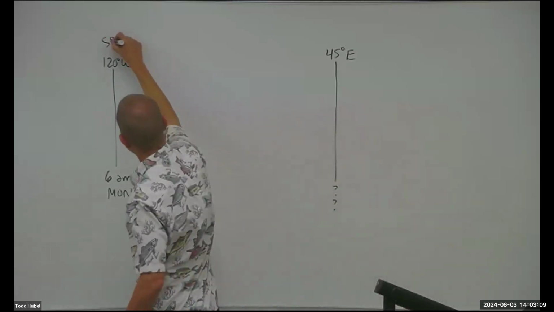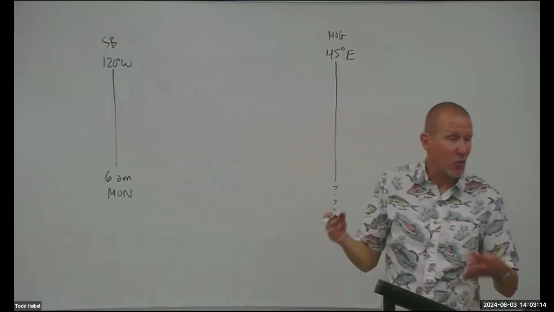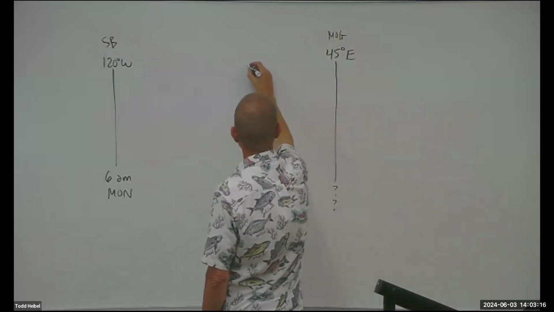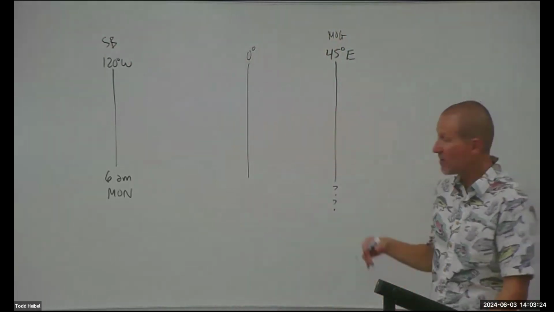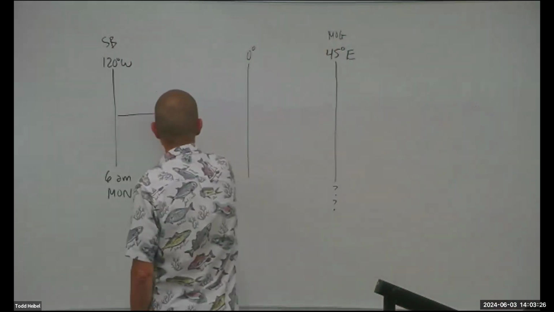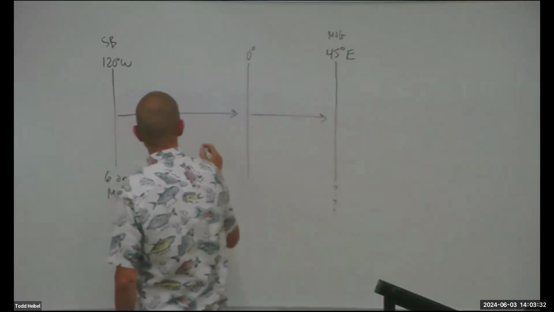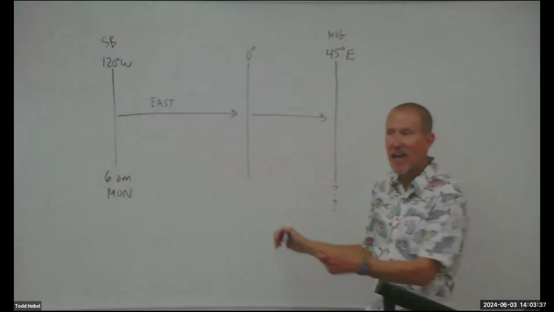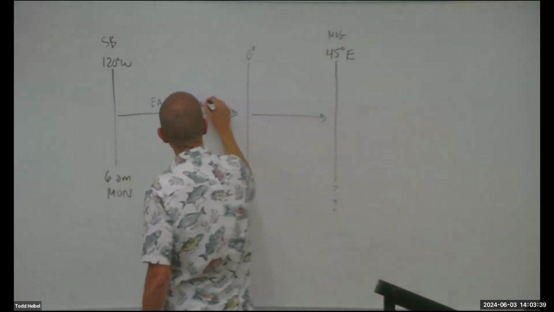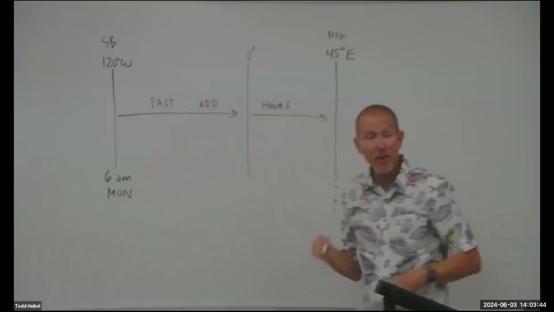So this is going to be San Bernardino. This is going to be Mogadishu. And in between, we're going to cross the international, sorry, did I say international date line? Just kidding, the prime meridian. So somewhere in between, we're going to cross the prime meridian, right? And from our perspective, we are going to go east. So that means we're going to do what with hours? If we go east, we're going to add, right? So we're going to add hours of clock time. And the question is, how many hours of clock time?